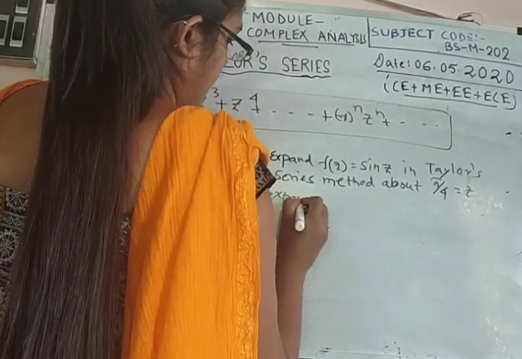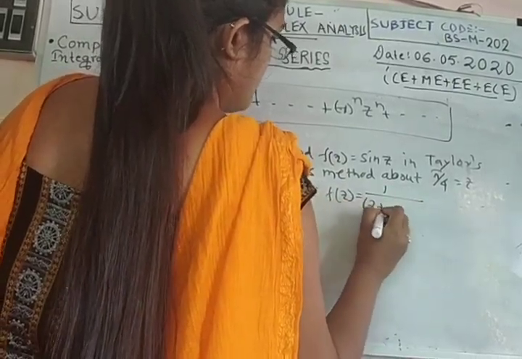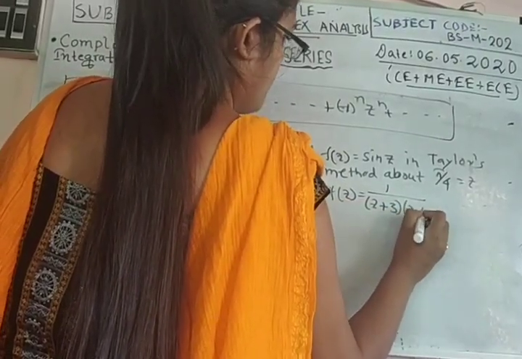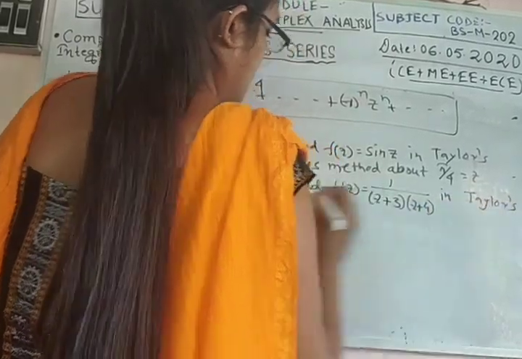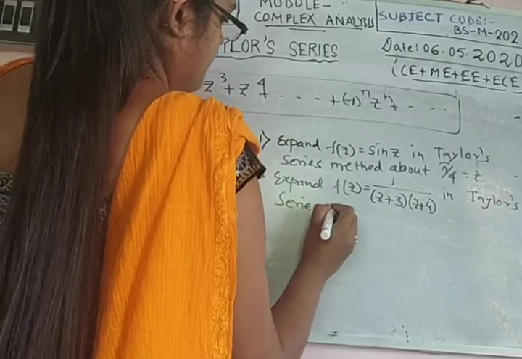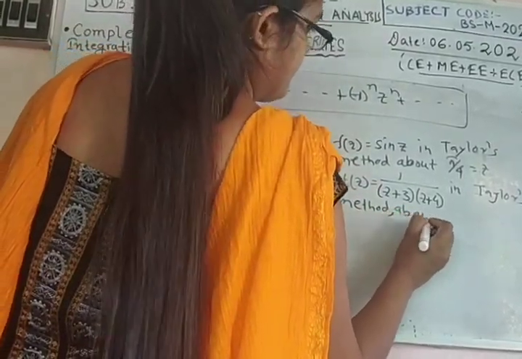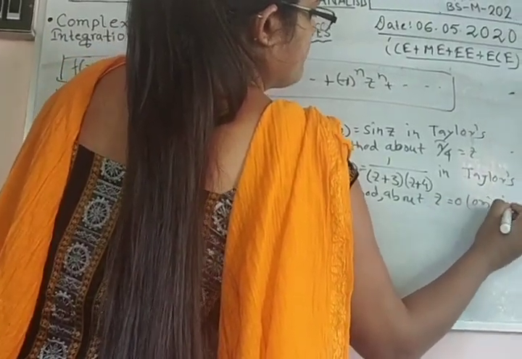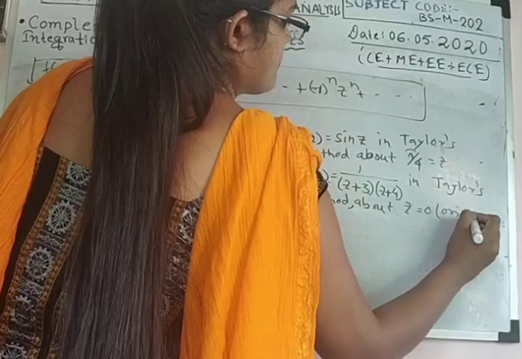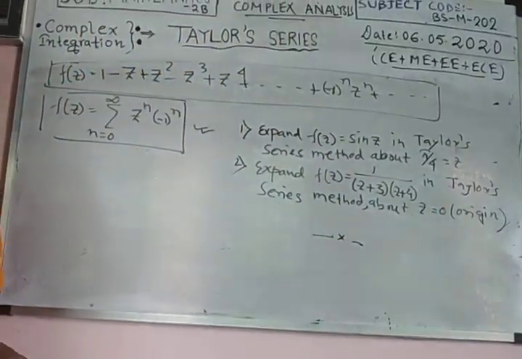Number 2, expand f(z) equals 1 by (z plus 3)(z plus 4) in the Taylor series method about z equals 0, or the origin, whatever. These two are your tasks. I hope all of you understand this one.